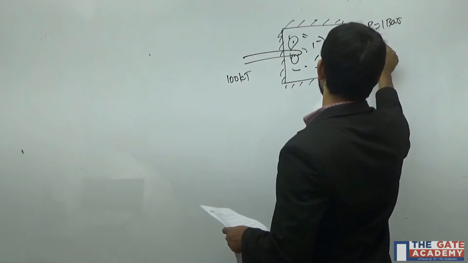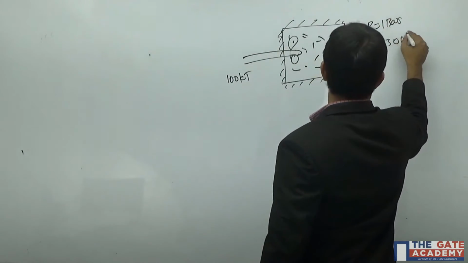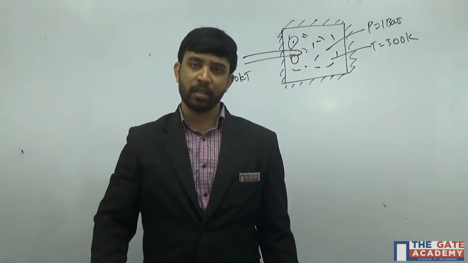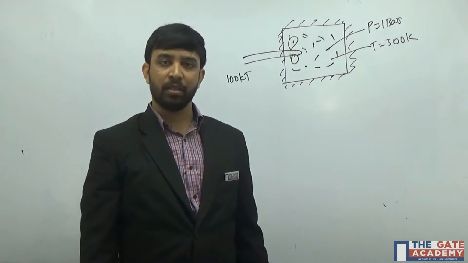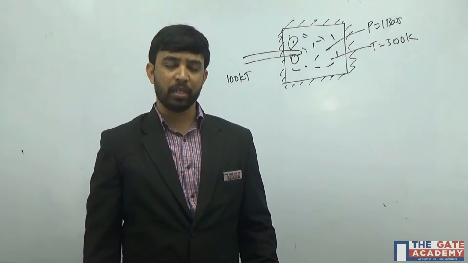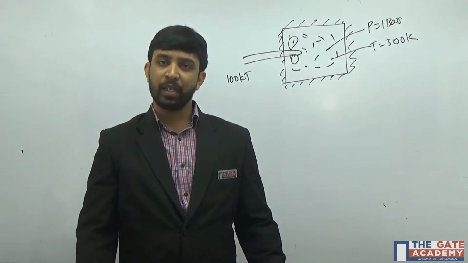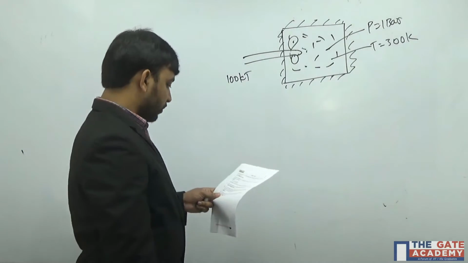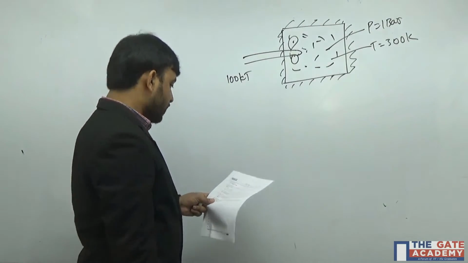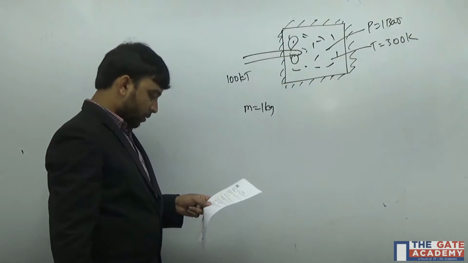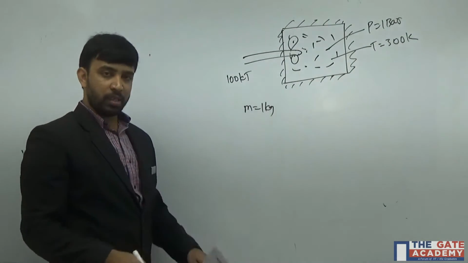He gave the initial pressure of air as 1 bar. Initial temperature is given as 300 Kelvin. So the initial state is given. When I do some work, the temperature increases. When temperature increases, both pressure and temperature increase, because the volume of the container is constant, it's fixed. The mass of the gas inside the tank is given as 1 kg. And he's asking us to get the value of change in entropy during this process.